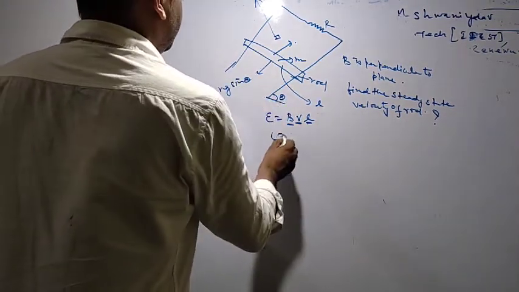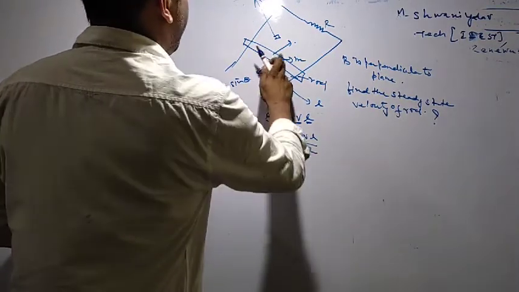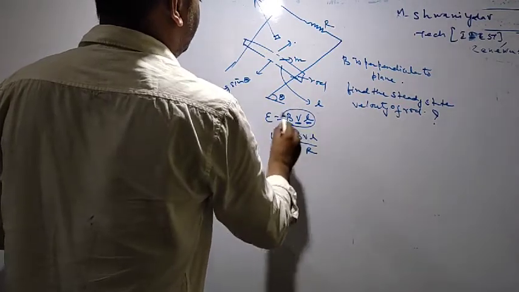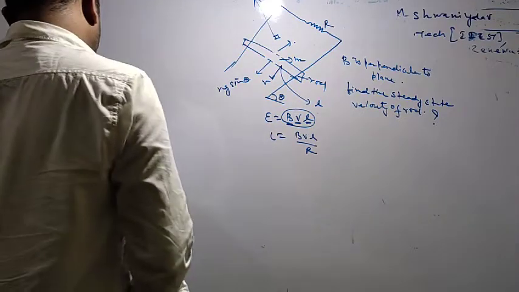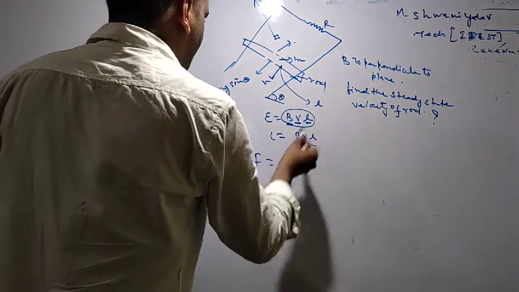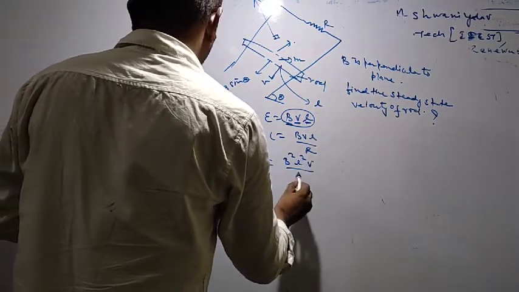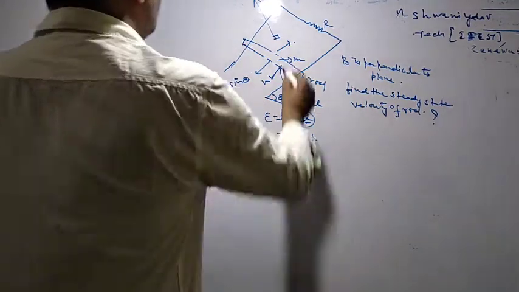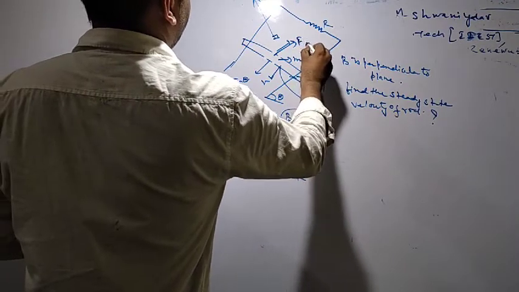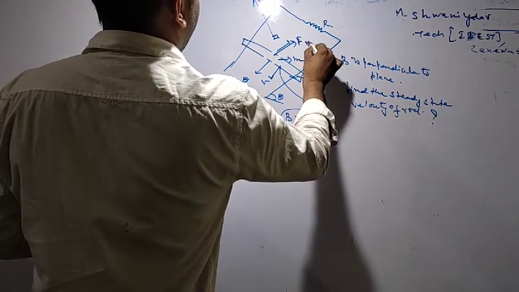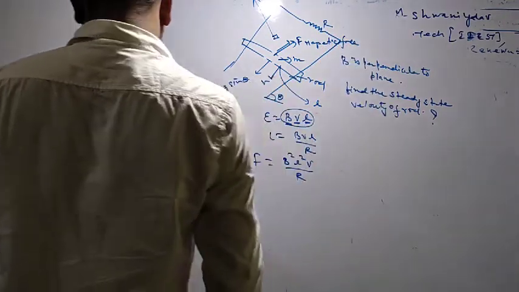So now the current produced in this loop is V B L by R. This will act as a battery whose EMF is like this one. If it has a velocity v, then the force is I L B, so we have B square L square V by R. This is towards the incline, in this direction F. This is the magnetic force, and the other one is due to gravity.